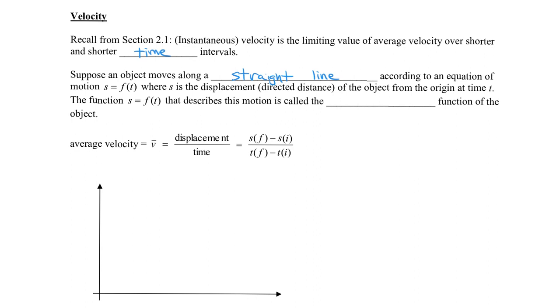In Calc 1 and Calc 2, typically all of our motion is going to be straight line motion because we don't have vectors. You'll have vectors in Calc 3, but usually in Calc 1 and Calc 2, our motion is just going to be straight line motion. So this function, s equals f of t, that describes this motion is called the position function of the object.